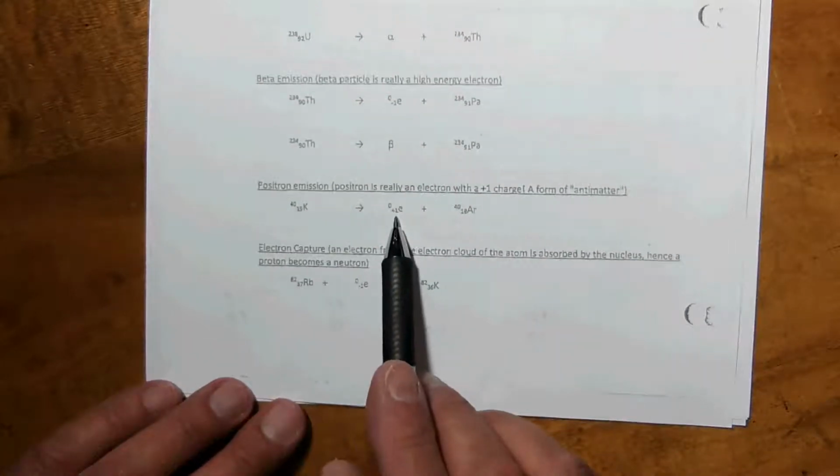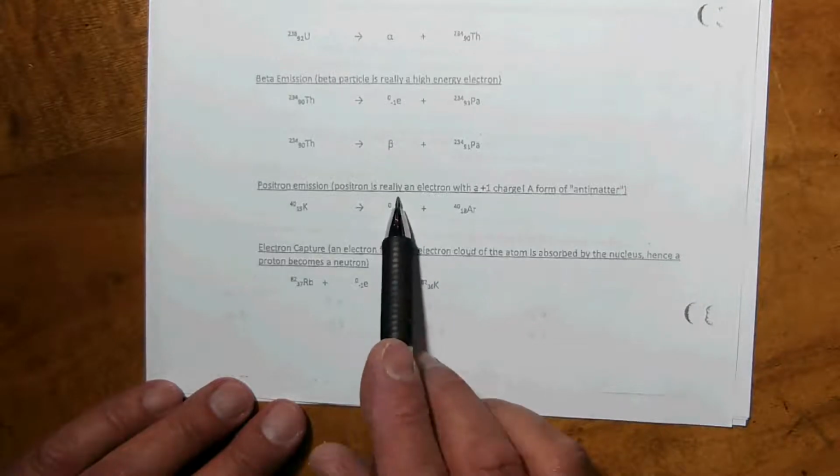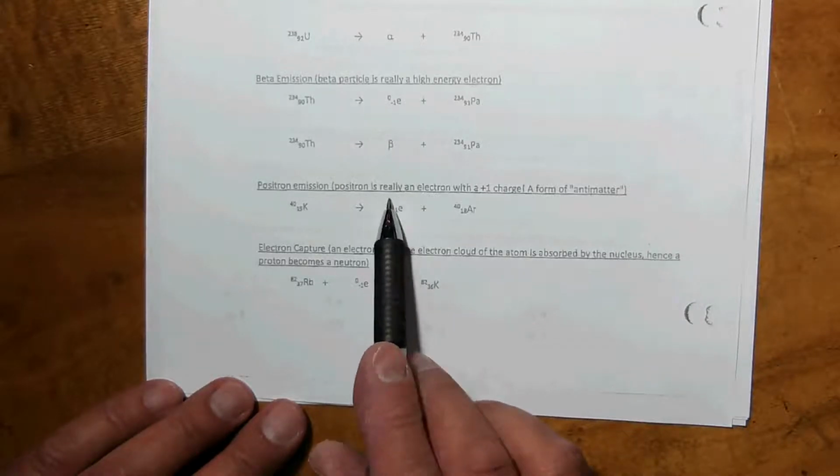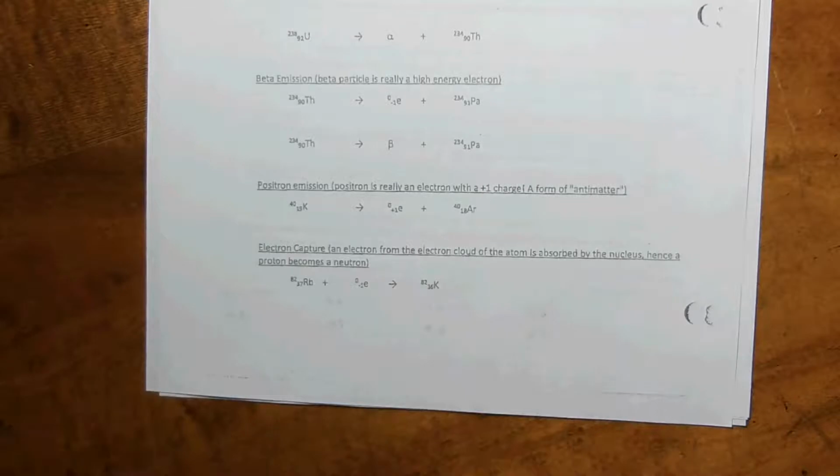Positron radiation, pretty dangerous, because this is antimatter. As soon as this thing hits another electron, the two are going to annihilate each other, give a big burst of energy and some extra radiation.